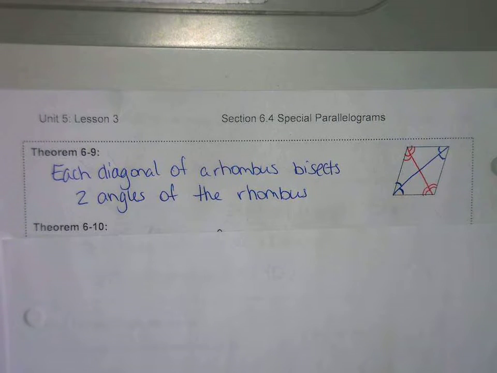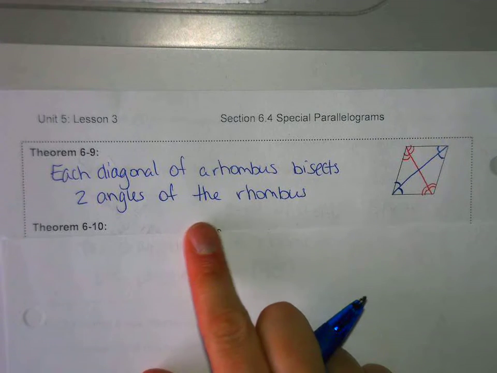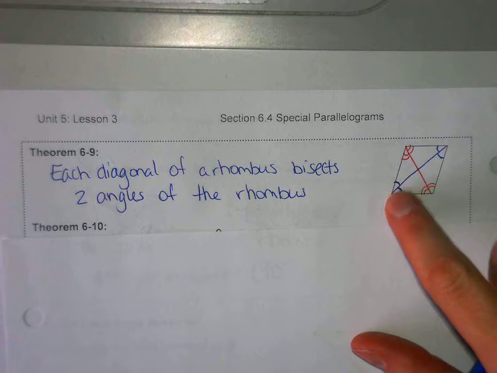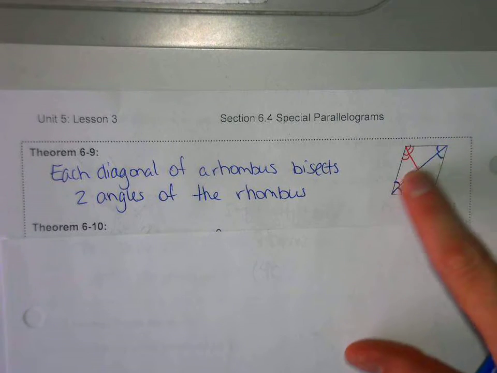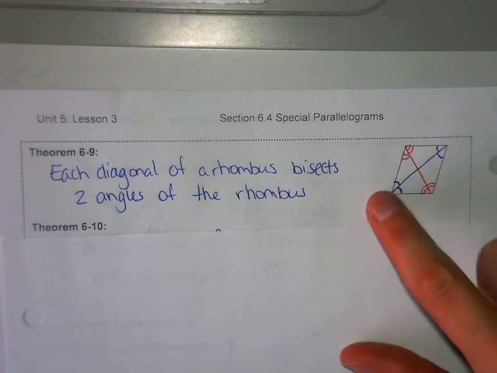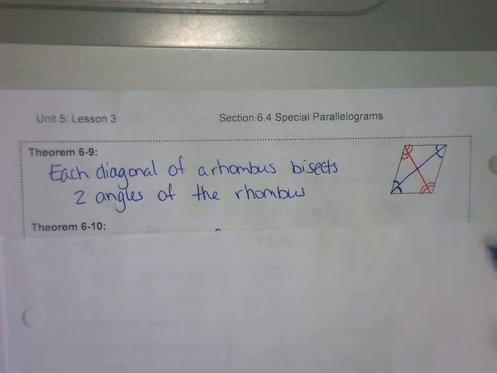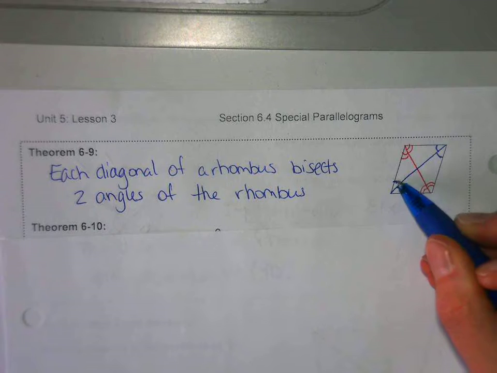Today we're going to be looking at special parallelograms. Theorem 6.9 states that each diagonal of a rhombus bisects two angles of the rhombus. So if I take a look at first just this diagonal right here, it's cutting and bisecting these two angles of my parallelogram. And since it's bisecting, it means that these two angles are going to be congruent to each other.